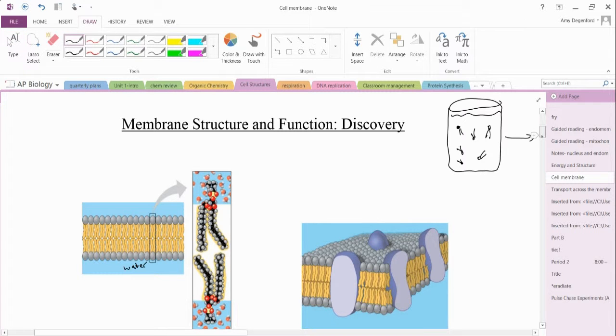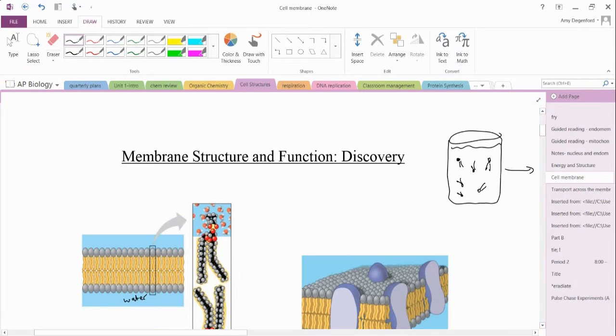The membrane structure and function is something that you have heard before in honors biology or regular biology. And if you took anatomy last year, we went over it as well. So hopefully none of these are completely new. It might be a couple of years since you've had it, but there should be some memory of these.